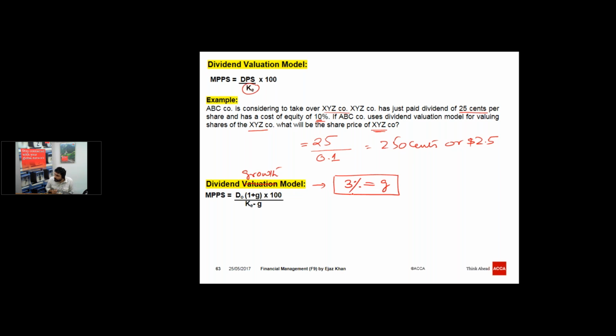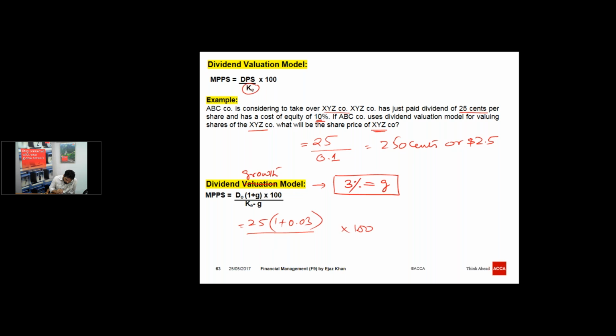How much? 68 cents. Okay. Let's put in the values. D naught is the current dividend. Remember, it's the dividend just paid. It's 25 cents. And we'll have to multiply it by 1 plus g to make it the future dividend, because the very first dividend will be the one received after 1 year. So 1 plus 0.03, divided by Ke minus g.